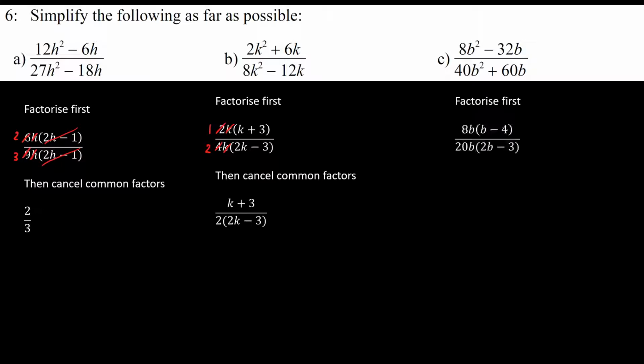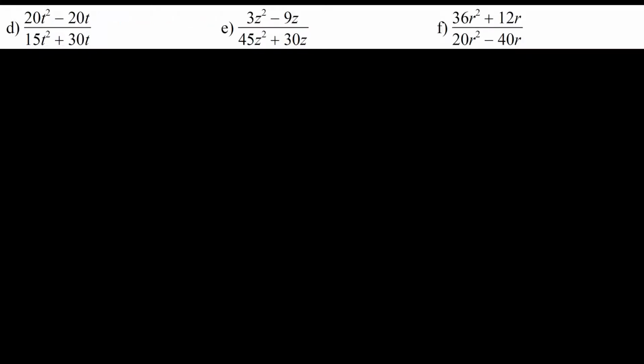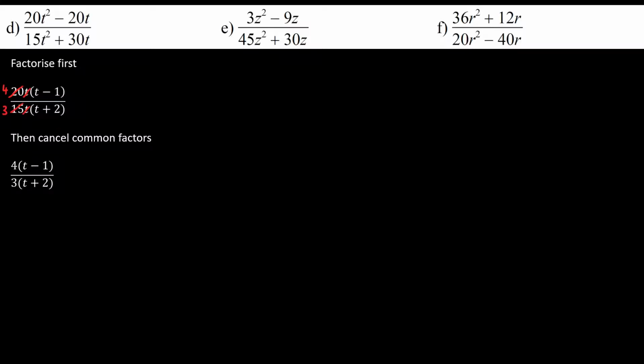In C, we can take out an 8b from the first and 20b underneath. We're going to cancel out those b's and divide by 4. So 2 4s are 8 and 5 4s are 20. So that is our solution. In D, we can take out 20t from the top and 15t from the bottom. We'll cancel those t's out and divide by 5. So we have 4 over 3, essentially, with our brackets as well.